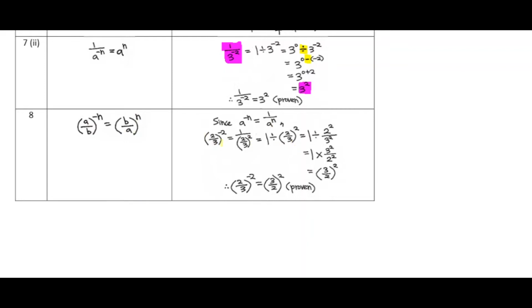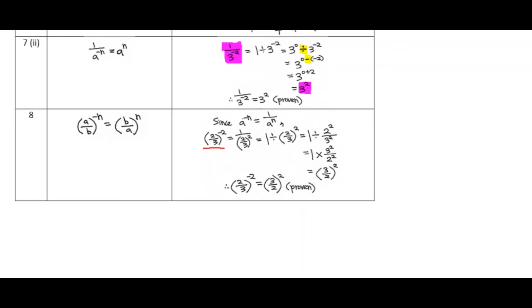Let me give you an example of (2/3) to the power of minus 2. So what do we do here? We have learned that a to the power of minus n equals 1 over a to the power n. The negative can be seen as an inverse, or a 1 over.